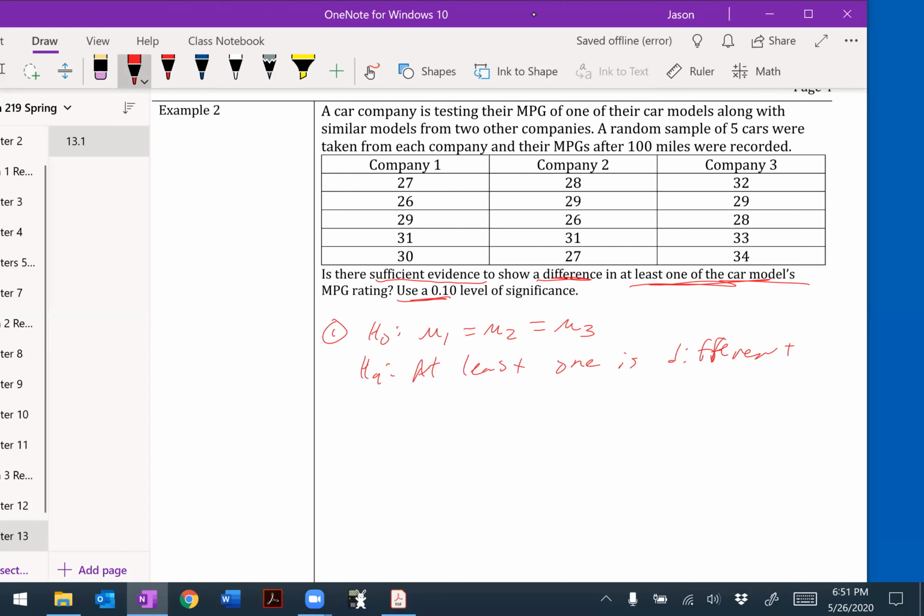Okay, and this makes it so that I don't have to write the following. Mu1 is equal to mu2, but not equal to mu3. Mu1 is not equal to mu2, but mu2 is equal to mu3. What are the other ones that I could have? Mu1 is not equal to mu2 and not equal to mu3.